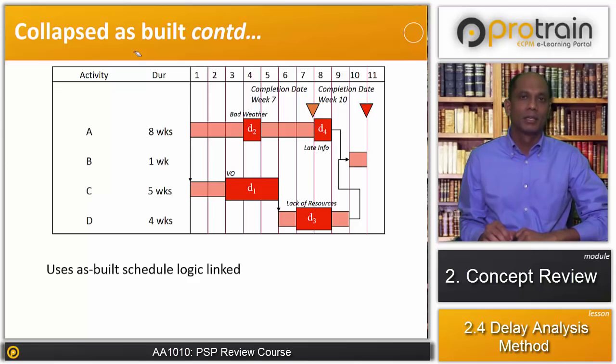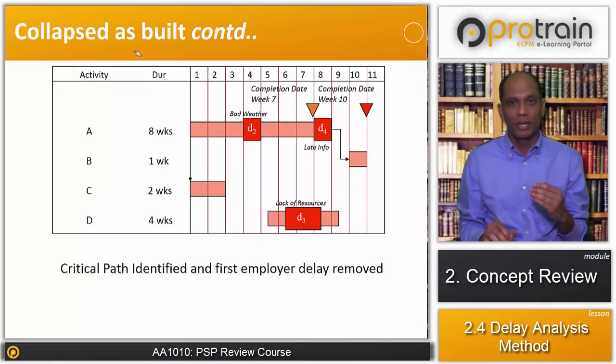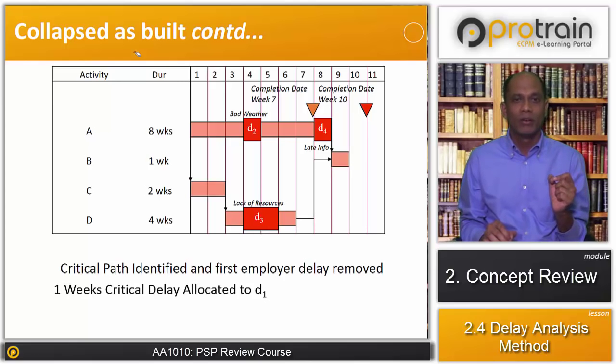So as we understood, we are going to remove the delays one by one. First, we are removing delay number 1. When we remove delay number 1, 1 week of critical delay is allocated to delay number 1. So the schedule is collapsed by 1 week by removing delay number 1.